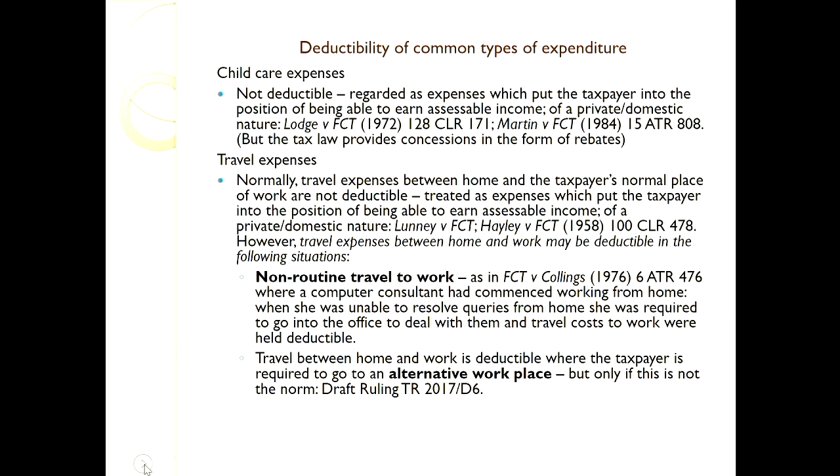However, let's be aware of some special categories where, well, either you can think of them as exceptions or you can think of them as really special cases. That's probably more accurate, where the general rule doesn't apply. So let's have a look at the special cases where you can get a tax deduction for travel to work. So the first special case is non-routine travel to work. A case illustration is FCT and Collings. Now here you had a computer consultant. She had started to work from home. She mainly worked at home, but from time to time, when she couldn't deal with a query from home, she went into the office to deal with it.